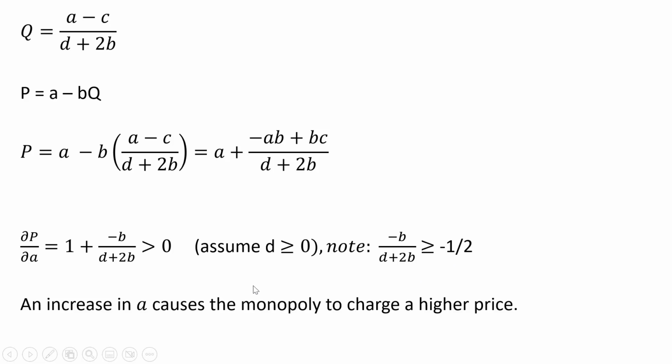All right, so therefore, we just proved here that an increase in A causes a monopoly to charge a higher price. The partial derivative of the profit maximizing price here, P, with respect to A, parameter A, is greater than 0.